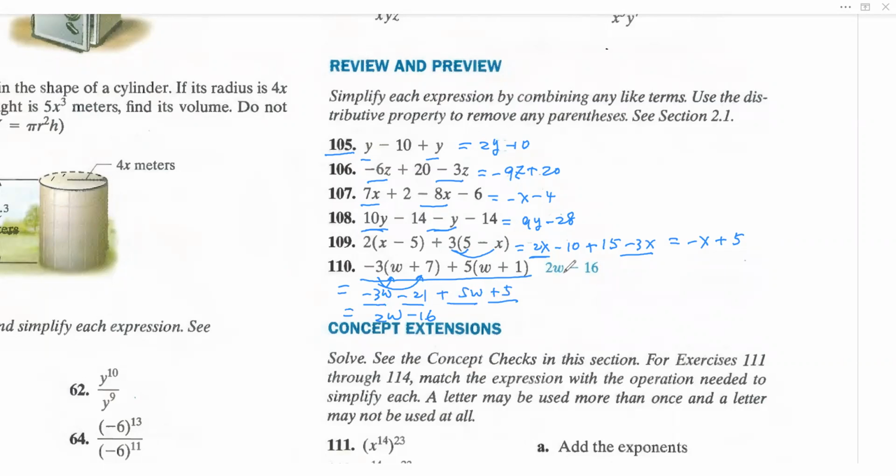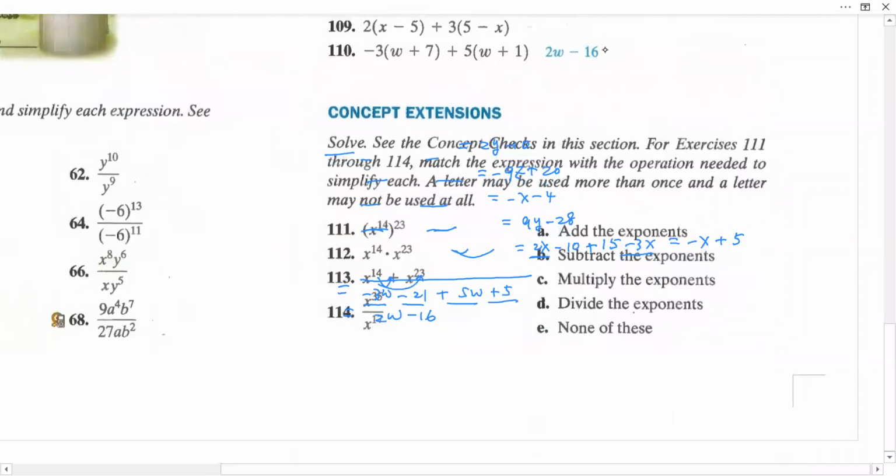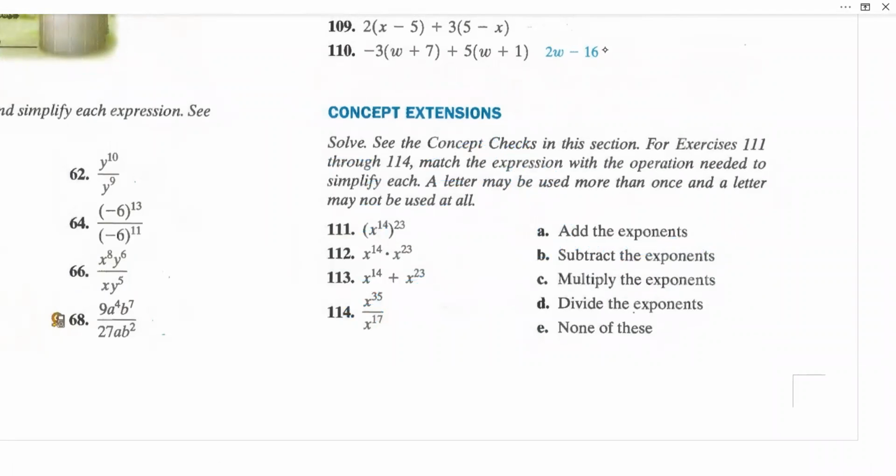All right, last section. Check the concept. Try to find out what kinds of operation are needed for the calculation, the operation needed to simplify each. So here we know that one is x^14 times x^12, right? This is the product rule, the product of multiplied components. Here is (x^14)^23, right? So it's multiply the exponents, right? What about this one? This one is the product of these two exponents.